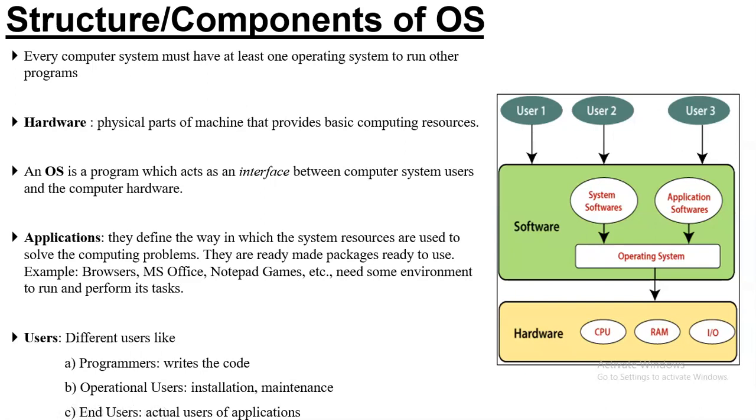Followed by the users. Users can be other machines also; some other computers can be the user of one computer. So computers can also be users. Followed by programmers. Programmers are the ones who write the code. Then followed by operational users. Operational users are the ones who maintain the operating systems and are responsible for installing it. End users are actually the users of the applications, like us. We are using those applications.